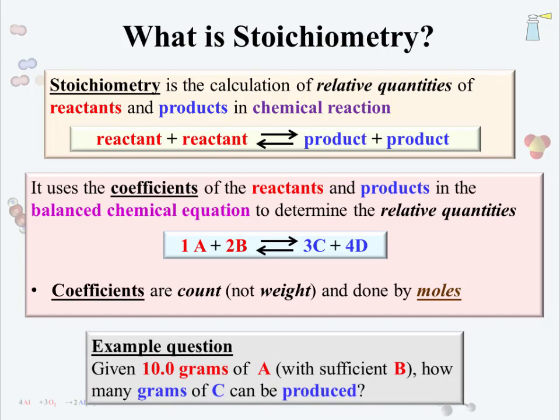A second very similar example asks the question in a more real-world term. Given 10.0 grams of chemical A, again with sufficient chemical B, how many grams of chemical C can be produced? The difference between these two examples is the difference between a solution with a single calculation and a solution with 3 separate calculations. It is the difference between this lecture and the next lecture.